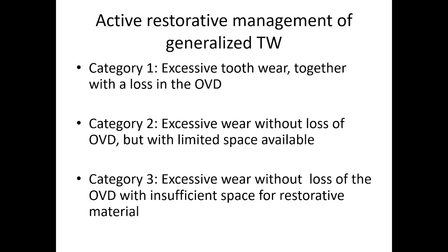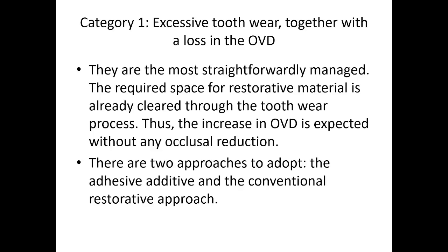So how about the active restorative management of generalized tooth wear? Category 1, as we say, is excessive tooth wear together with the loss of OVD, the straightforward case. Category 2, excessive wear without loss of OVD, but with limited space available between the teeth when we compare the centric occlusion position and the centric relation position. Category 3, excessive wear without loss of OVD because dentoalveolar compensation has taken place, and with insufficient space for restorative materials. So category 1 cases are the most straightforwardly managed.